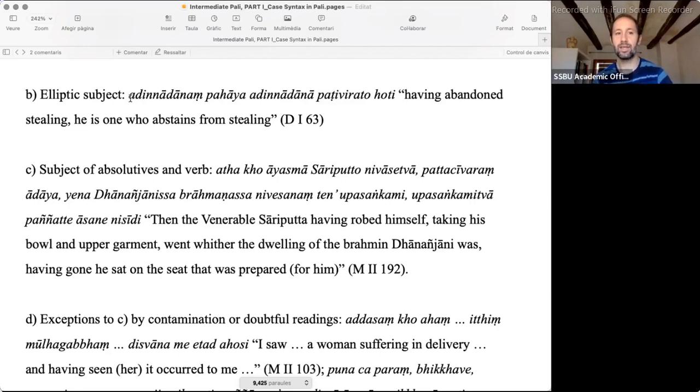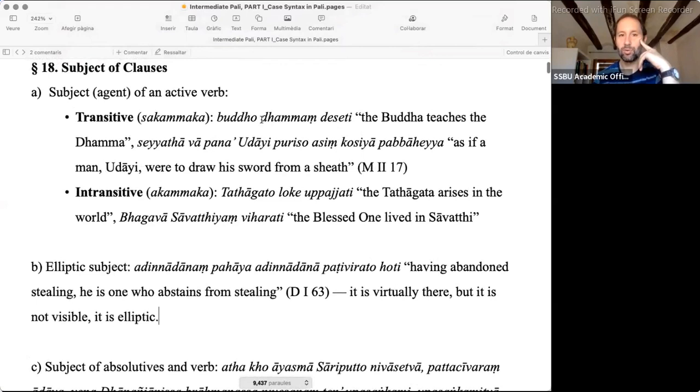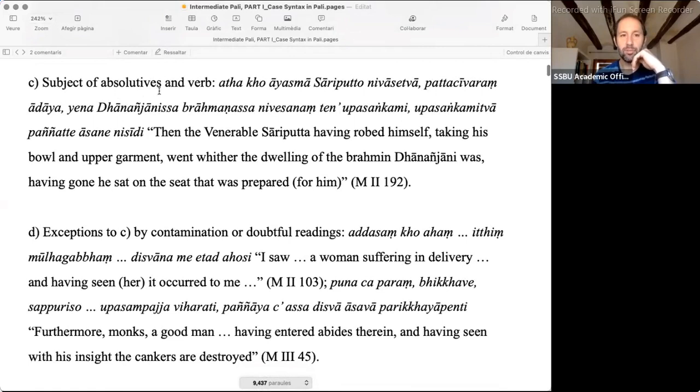So the subject certainly has to be in the nominative. This is a nominative that is virtually there, but it's not visible. It's elliptic. So when we find a sentence like this one, you could say that there is a nominative subject, but in this case it's elliptic. If you say Buddho Dhammam deseti, the subject is just a normal nominative subject. But suppose you don't have Buddho and you just say Dhammam deseti, then that would be a case of nominative that is elliptic. Now, the nominative is also the subject of absolutives and verb.